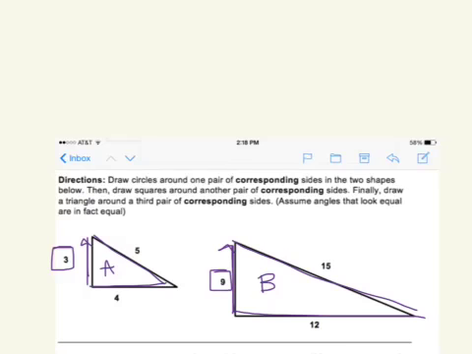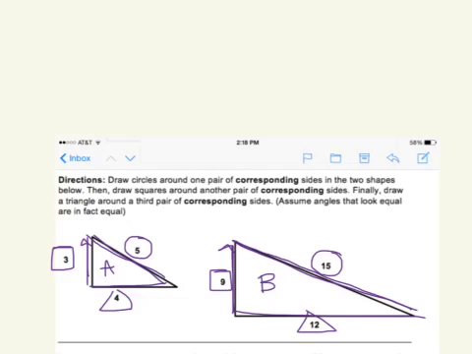Let's see if we can find another one. 5, I'm going to draw a circle around 5, and then its corresponding side is 15. It's called the hypotenuse. That's the longest side. And then 4 matches 12. So that's what corresponding means, whatever side is matching.